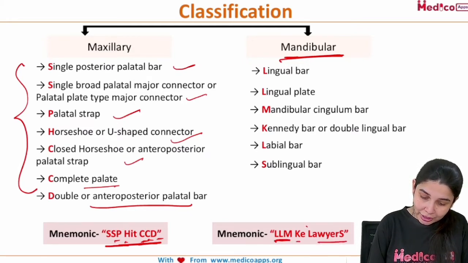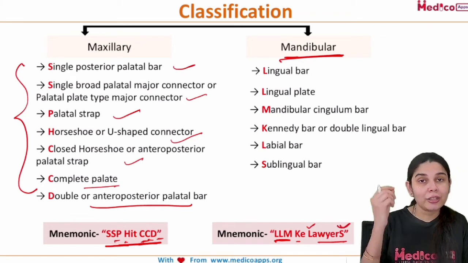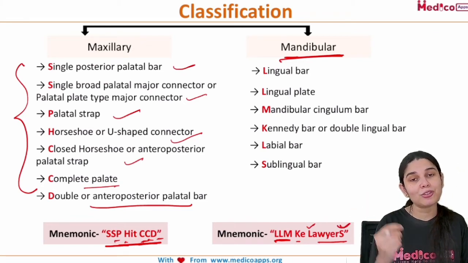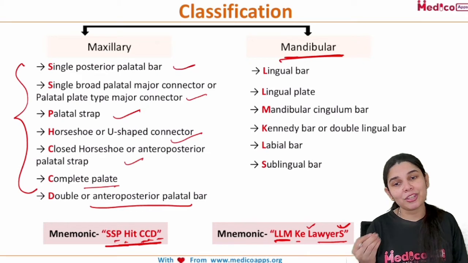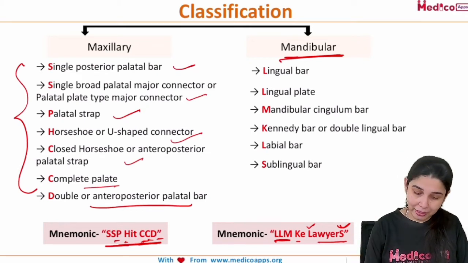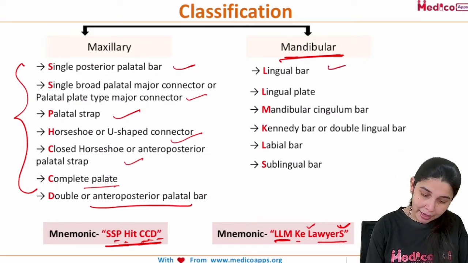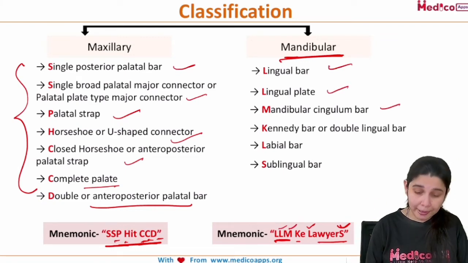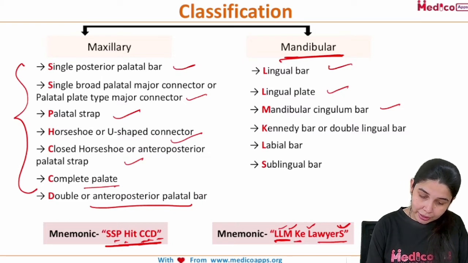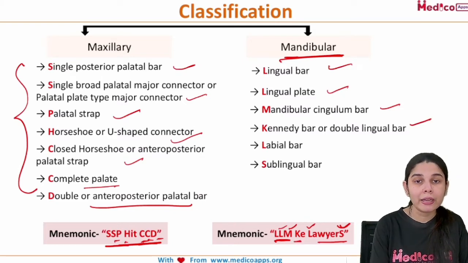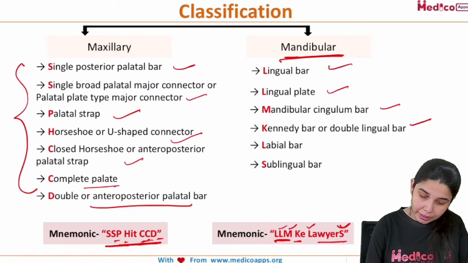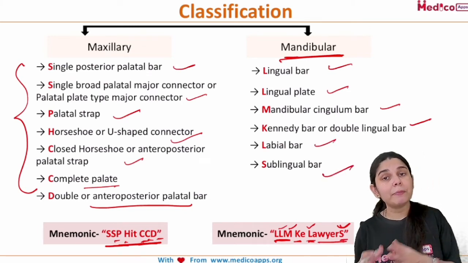Here L and S are the words on the basis of which this mandibular major connector can be remembered. L stands for lingual bar, the other L stands for lingual plate, M stands for mandibular cingulum bar, K stands for Kennedy bar or double lingual bar, L stands for labial bar, and S stands for sublingual bar.